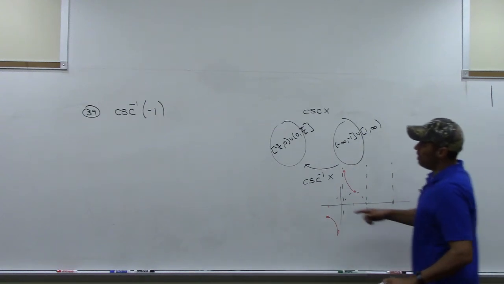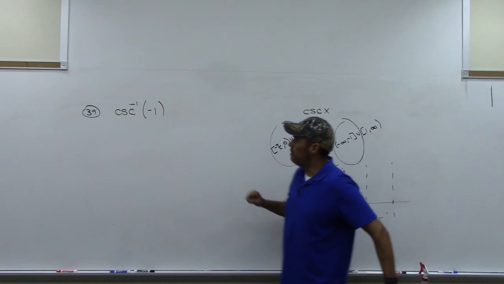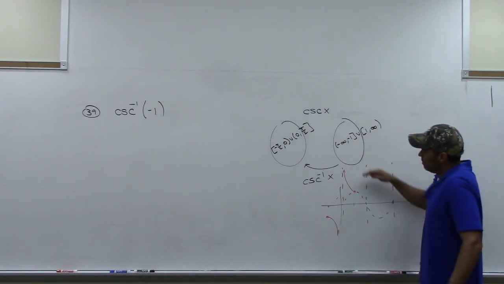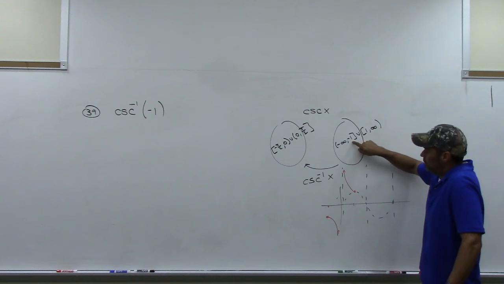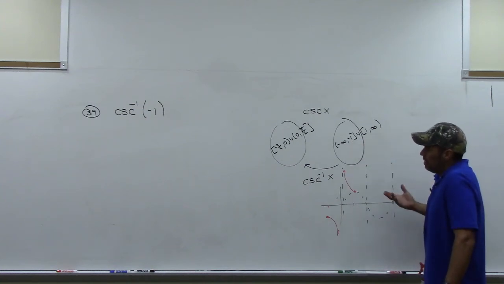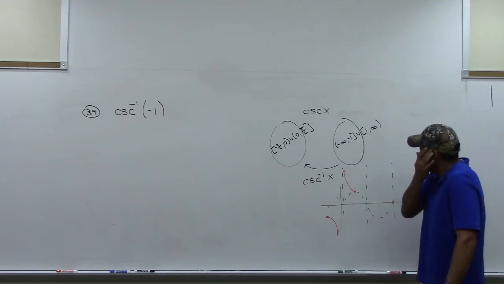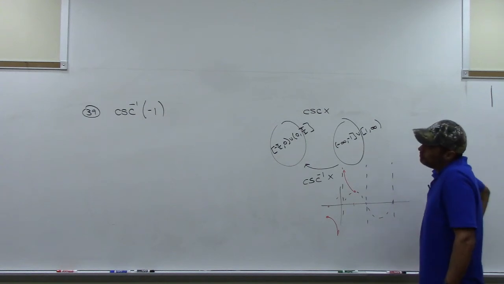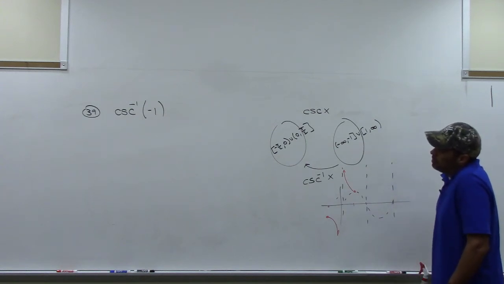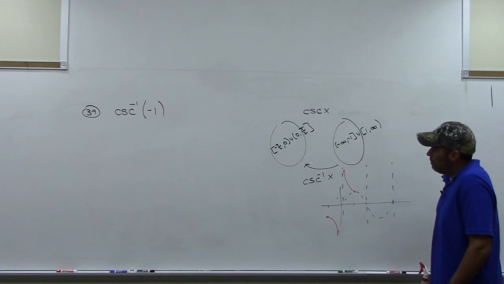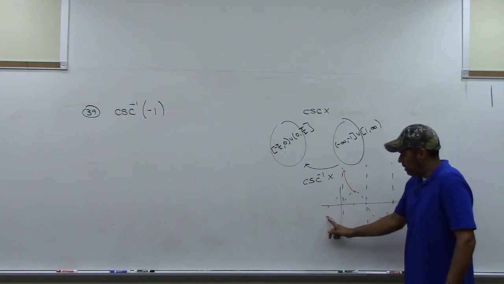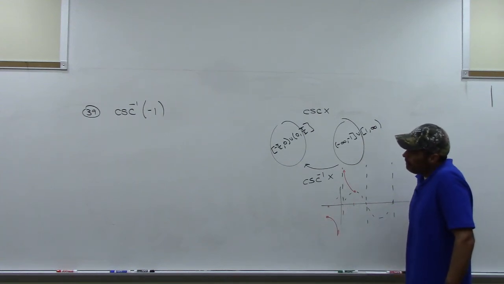So now what we're saying is cosecant inverse of negative 1 means, can we do it? Can we go from here to here with negative 1? Yes, negative 1 is included. And then you're just really saying, where does this happen? I mean, it's negative pi over 2. You can just look at the picture. Negative pi over 2, you're at negative 1.